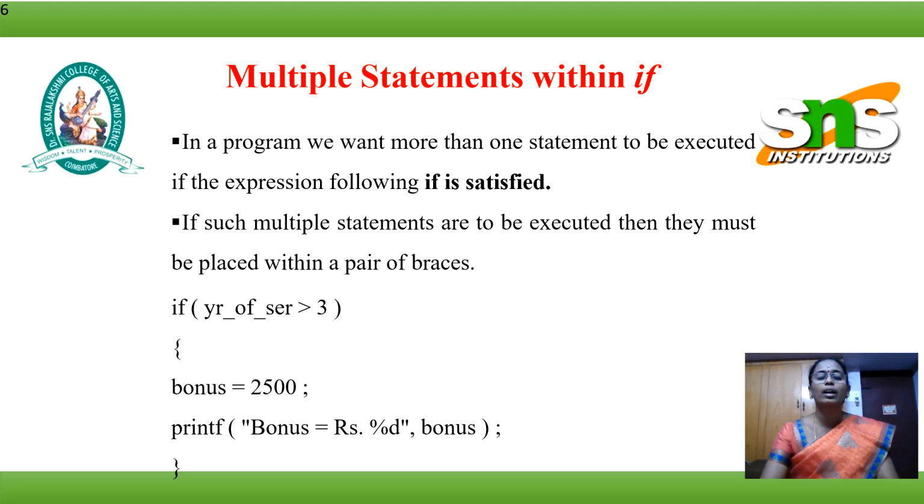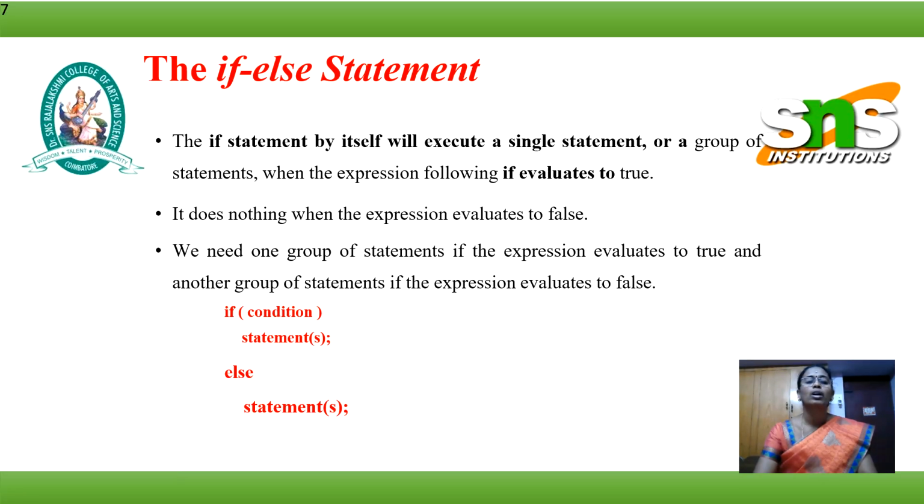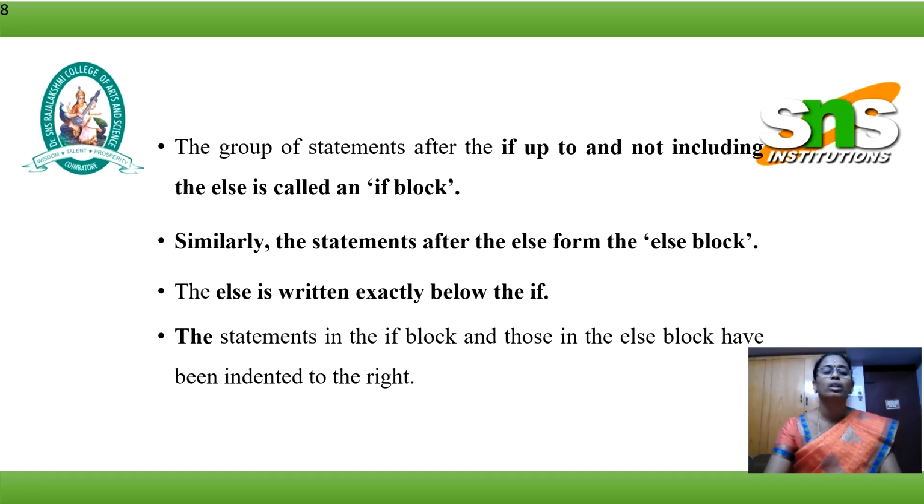When the condition fails in an if statement, what does the compiler have to do? It will go for the if else statement. The if statement by itself will execute a single statement or a group of statements when the expression following if evaluates to true. If the condition is true, the statements of the true block will be evaluated. If the condition fails, the else part will be evaluated. The else part consists of the false statements, that is, if the condition is not true, then the compiler has to execute the else block.